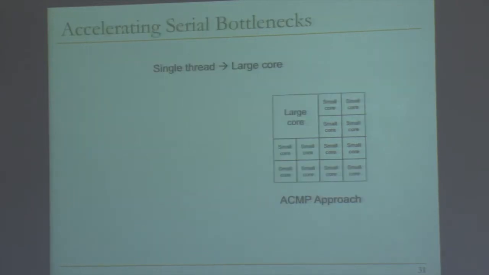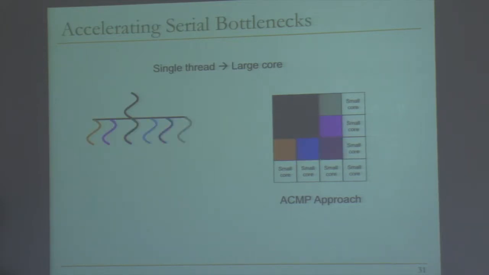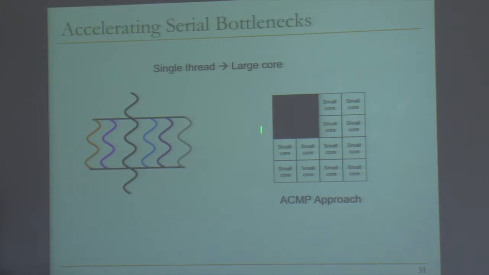OK? So how do you accelerate serial bottlenecks? Once you have a substrate like this, it's really easy. When you have a single thread, the large core executes it. So here, it's executed by the large core. When you actually launch new threads, they occupy the smaller cores. And when they're done, you're back to the single thread, and the large core executes it. That's the basic idea of accelerating serial bottlenecks on the large core.